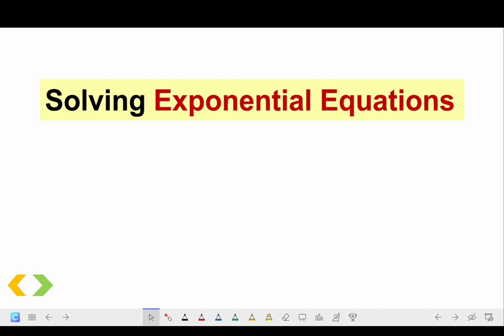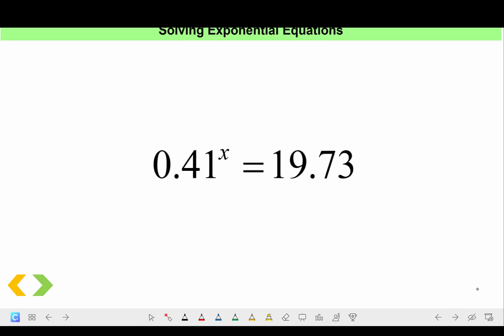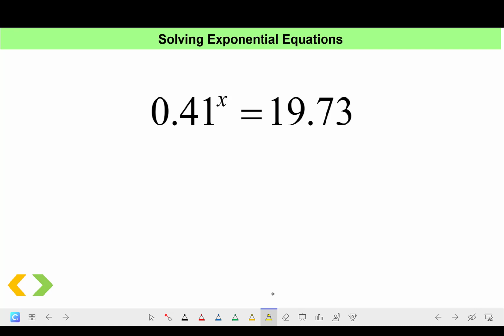Hey guys, today's video is going to be solving exponential equations. Okay, so when we talk about exponential equations, we are talking about something like this. In other words, it's trying to figure out what value of x makes this equation true. So pretty basic stuff, hopefully.